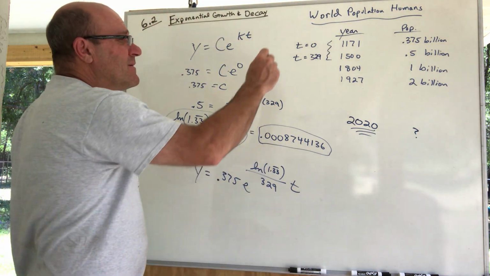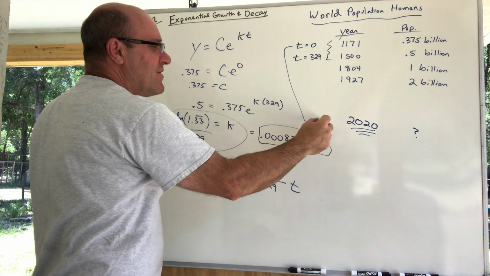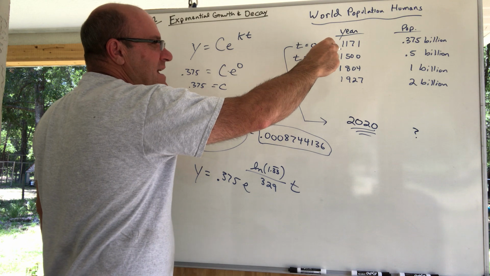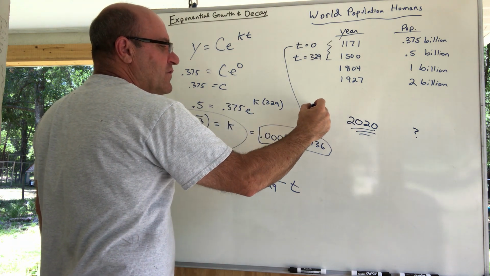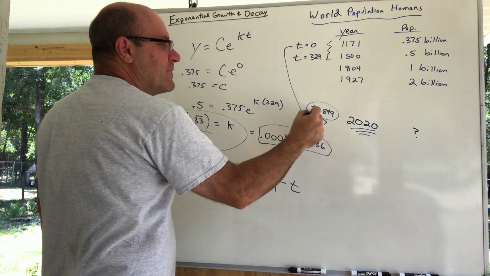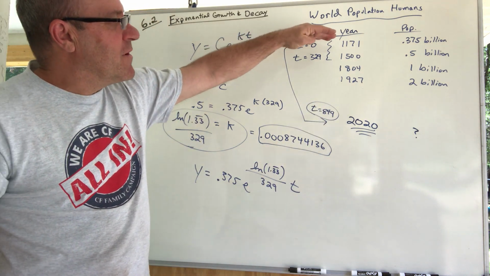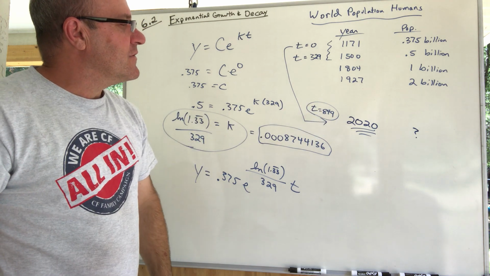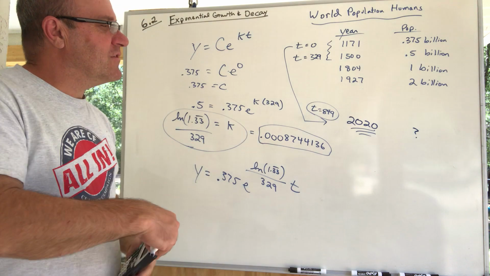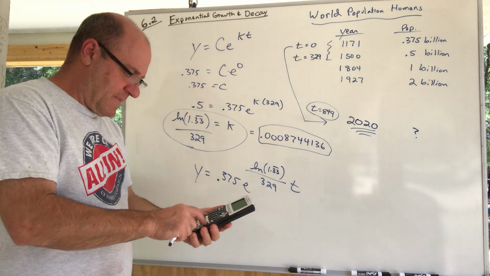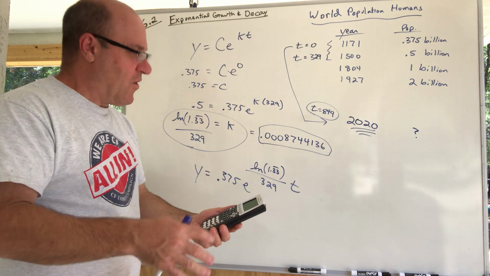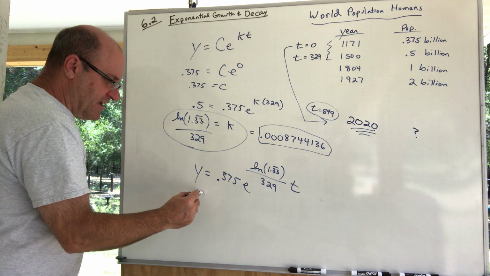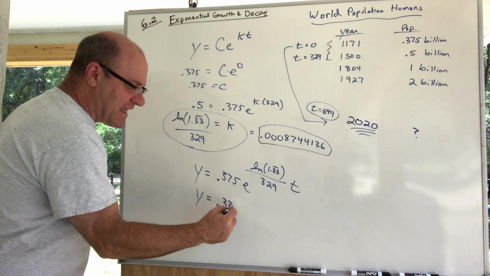Going back to year 0, how many years is that? 829 plus 20, 849. I think this would be 849. Going back to 0, from 1171 to the year 2020, I think that's 849 years. Did I do that math right? I can subtract it. Of course, I did it right. Okay, so plug that in and let's predict how much the world population is today.